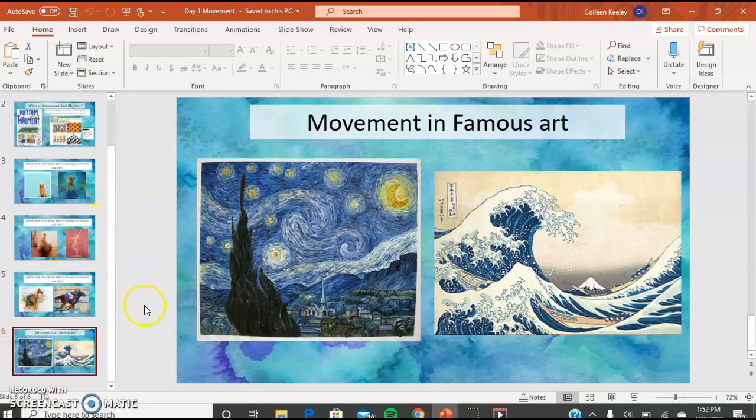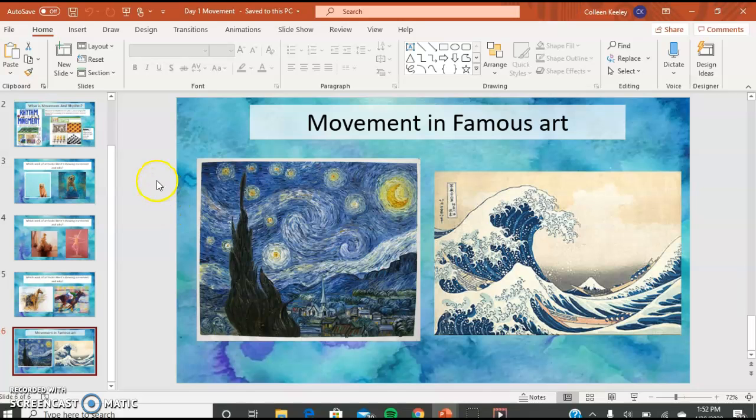And then just relating it to famous art that you have probably seen before in my class or just anywhere, because they're very famous. First one is Vincent van Gogh's Starry Night. So he incorporates a lot of those elements of art into his artwork.